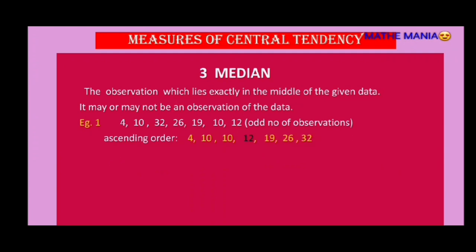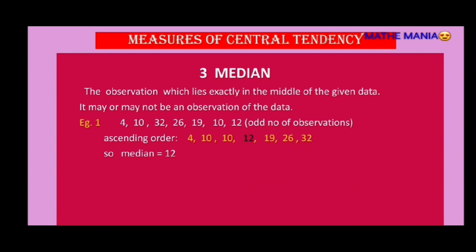To find the median of this data, we will arrange it in ascending order. And when we arrange it in ascending order, we find that 12 is in the middle of this data. There are 3 values more than it and 3 less than it. So the median of this data is 12.